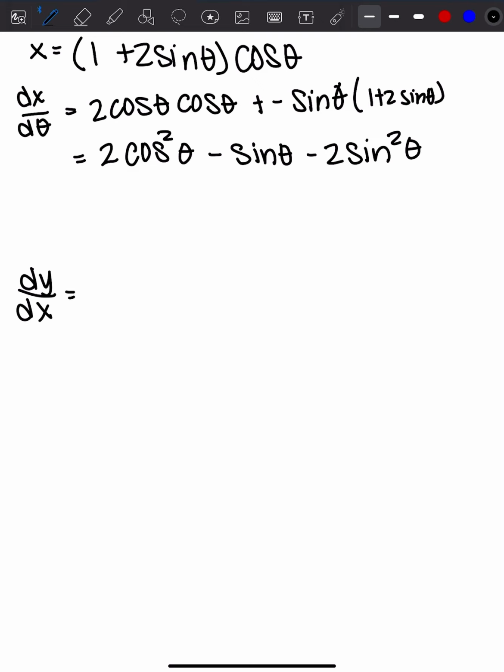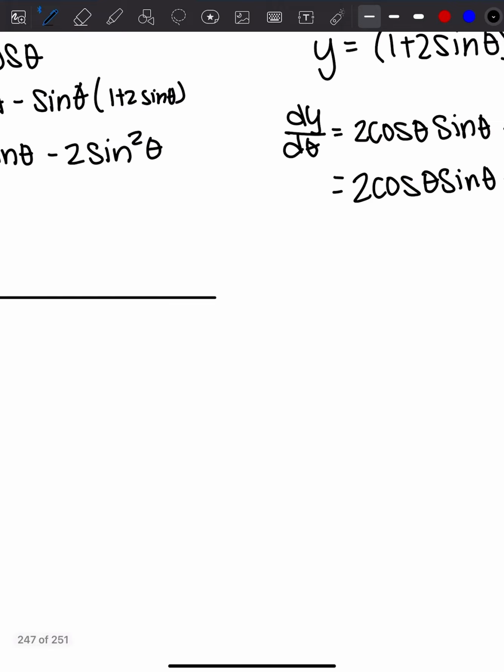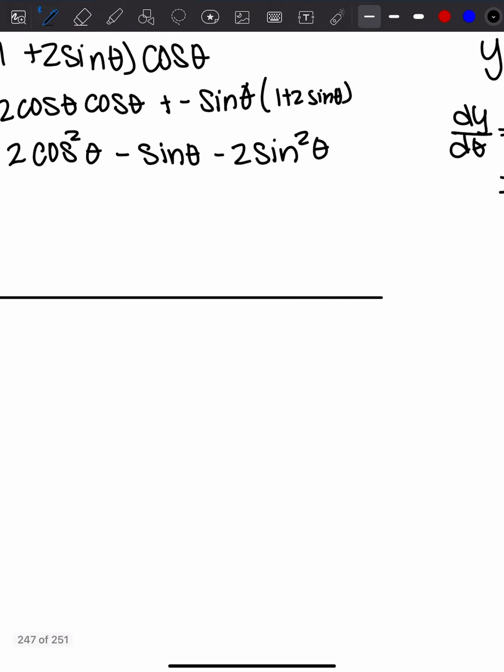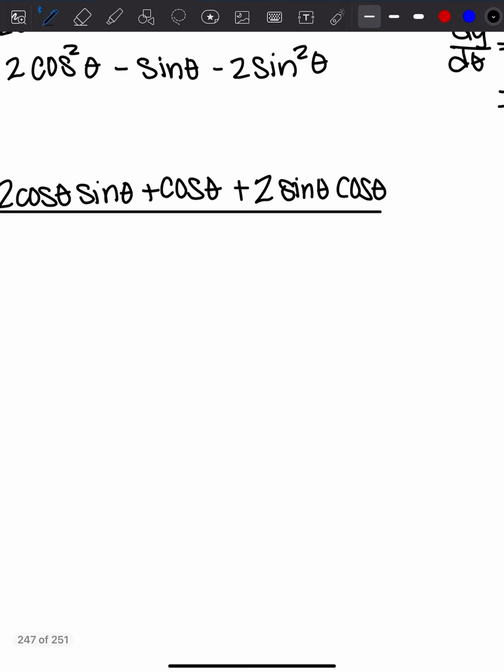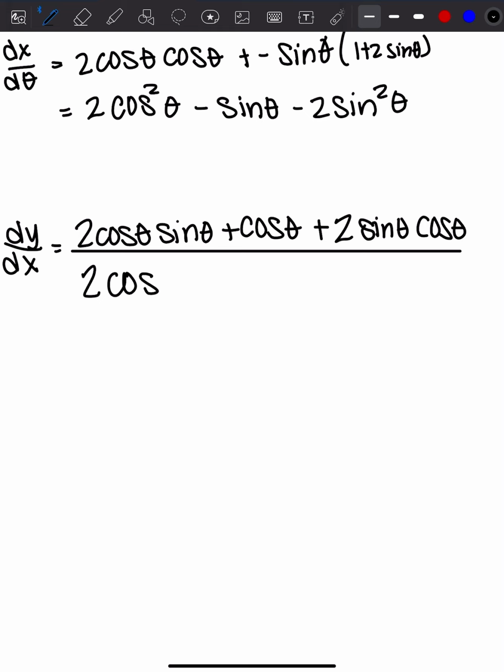So we're going to have a big fraction here. So dy, I have 2 cosine theta sine theta plus cosine theta plus 2 sine theta cosine theta. Perfect. And then on the bottom we have 2 cosine squared theta minus sine theta minus 2 sine squared theta. Okay, I can simplify this if I want to, but if I don't have anything to do with it, I'm just going to leave it alone.